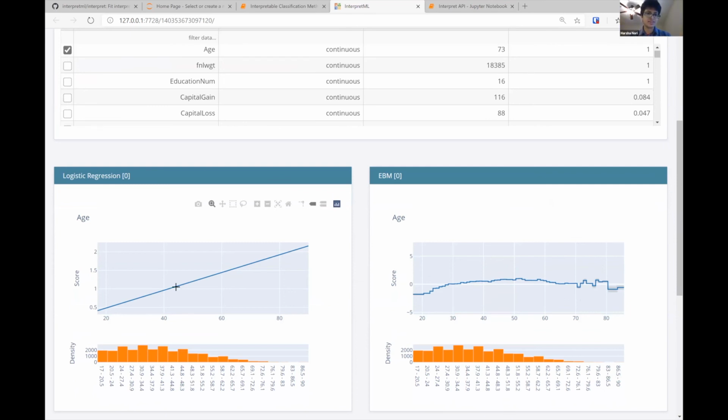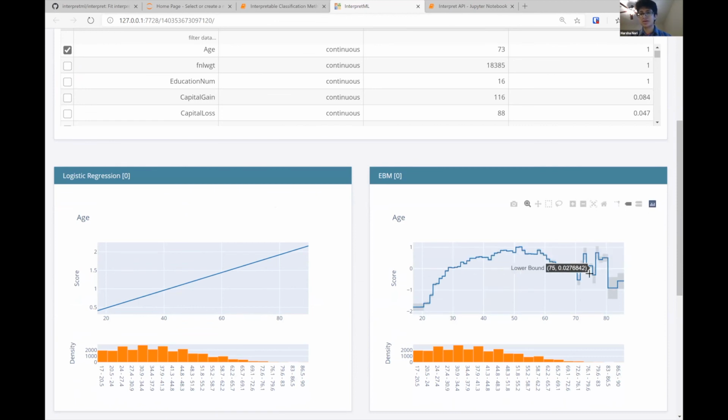Because this is a linear model, it's only allowed to learn an ever increasing contribution of the age feature to the final prediction. So this logistic regression model by design is restricted to think that the likelihood of having a high income goes up monotonically with age. Whereas the EBM's allowed to learn something much more nuanced and detailed. It's allowed to learn that income is flat in your early 20s, it rises until your mid 40s, and then drops off and stabilizes after retirement, right? So already you can start to see the differences between these models.